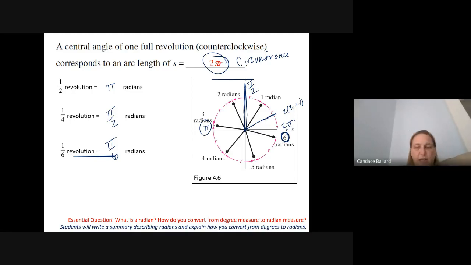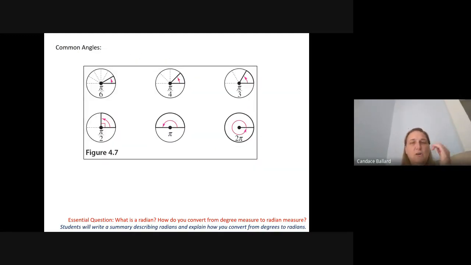All right, and you're going to see that illustrated in the next little picture. It shows you some popular radian measures that we tend to see. You're going to start seeing these values over and over again. They're super important for us, and as we move into calculus, you're going to see these over and over again. So we've got pi.